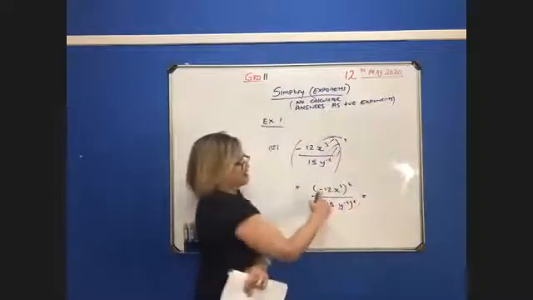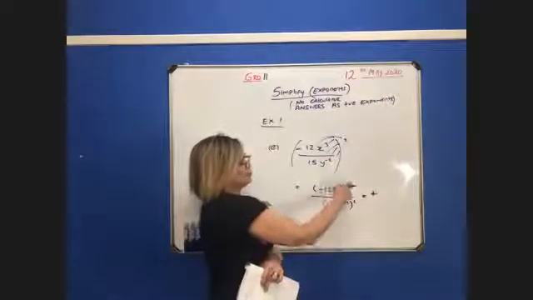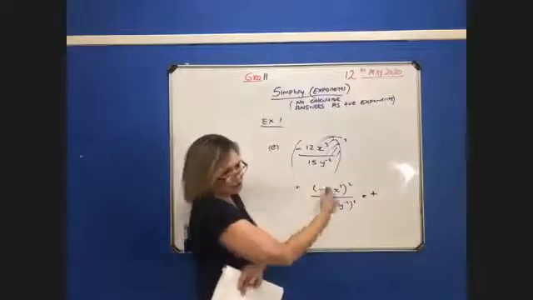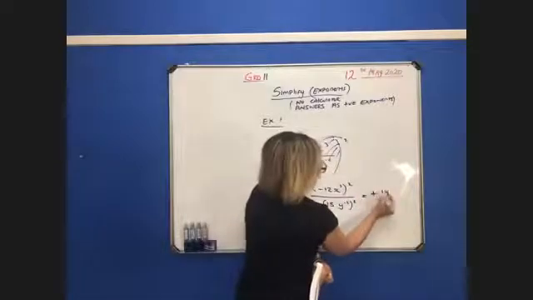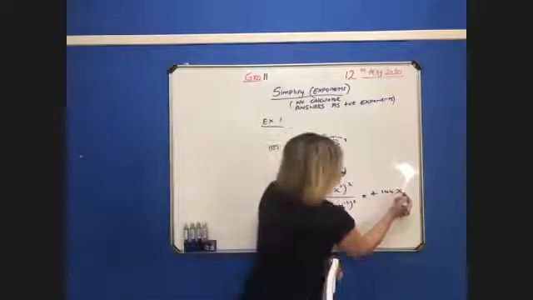Any negative to an even exponent becomes positive. 12 squared, that means 12 times itself, 2 times is 144. The exponents you multiply to get x to the 6.